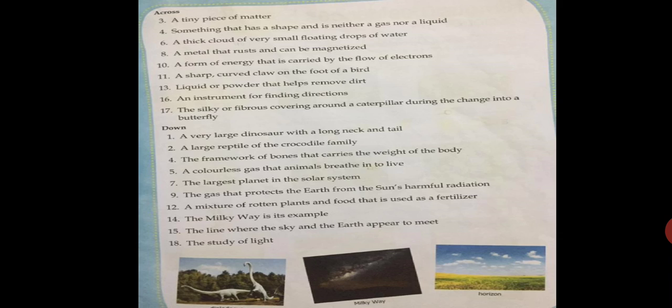Number 15. The line where the sky and the earth appear to meet. The line is said to be the horizon. Horizon is the line where the sky and the earth appear to meet.